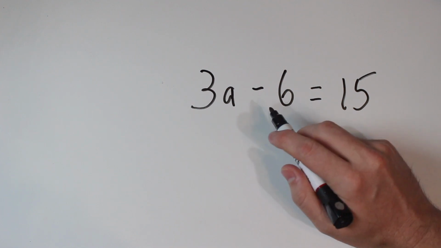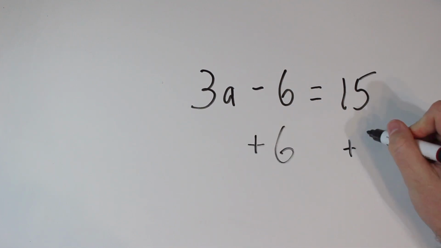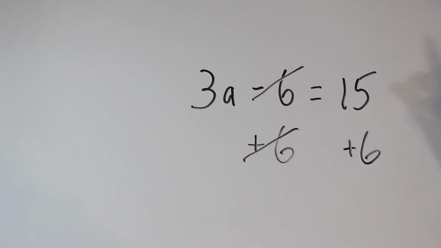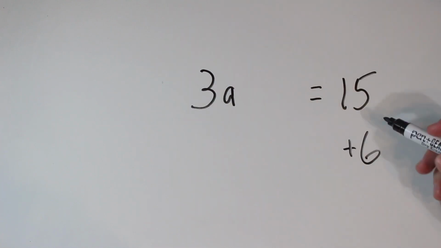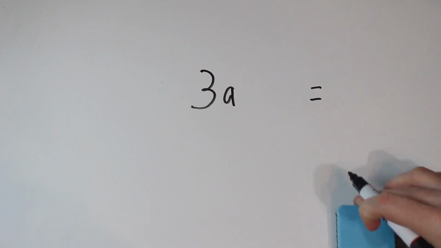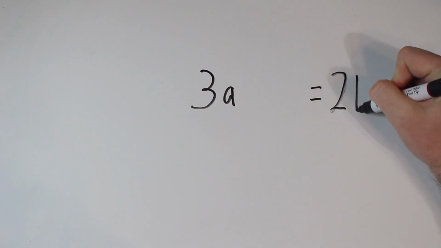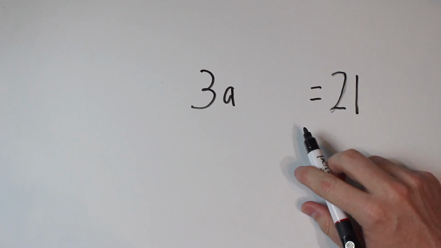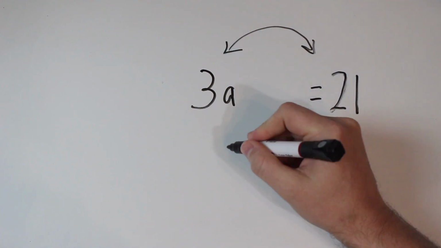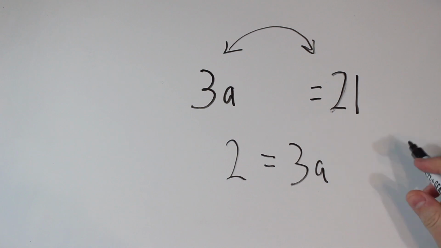First, let's undo the minus 6 by adding 6 to both sides. The 6's cancel here, and 15 plus 6 equals 21. 3a equals 21 is the first part of our answer. But you'll write it the other way around on your PowerUp. 21 equals 3a, which is the same thing.